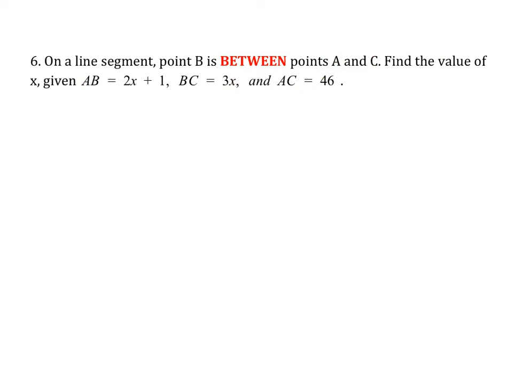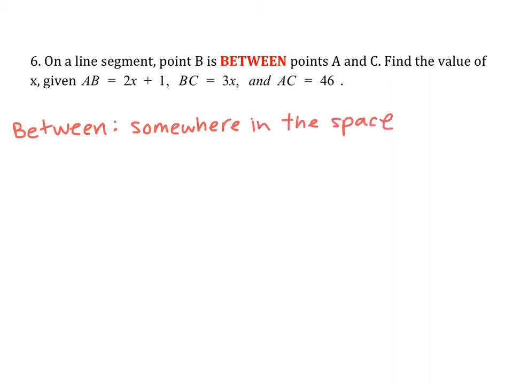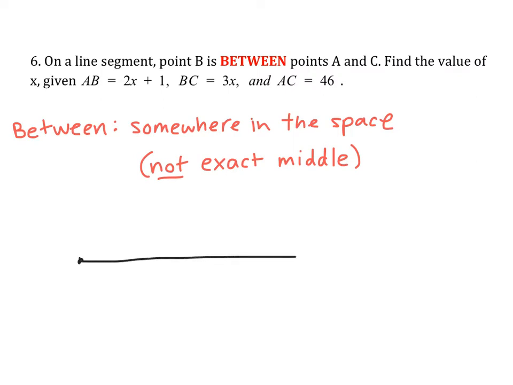Okay, so this problem says on a line segment, point B is between points A and C. So really quick, let's talk about what between means. Between simply means somewhere in the space. It's really important that we all understand that between does not mean the exact middle. Between is a more general term, so it's not the exact middle.